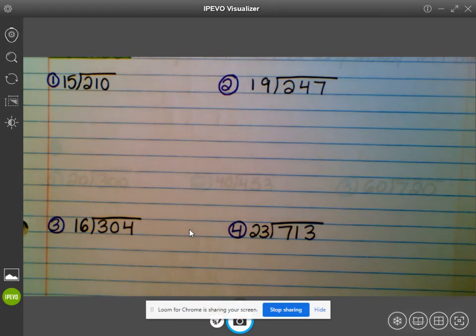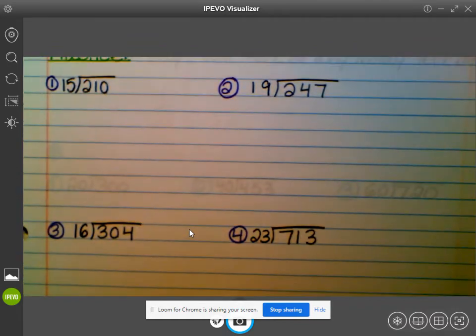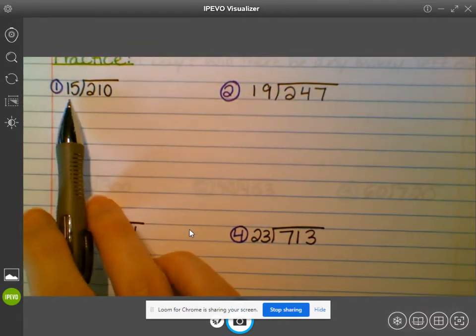All right, does anyone need more time? Okay, here's what we're going to do. We are going to do number 1 together because I know that sometimes when we switch from one skill to another, like multiplying to dividing, we don't always remember the steps. So we're going to do number 1 together. How does that sound? Okay, so number 1, we have 210 divided by 15.